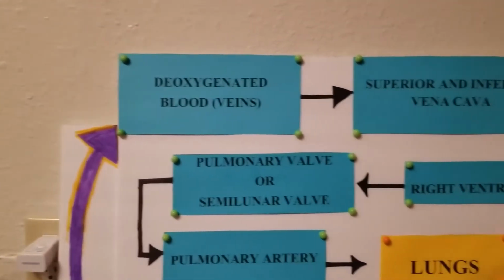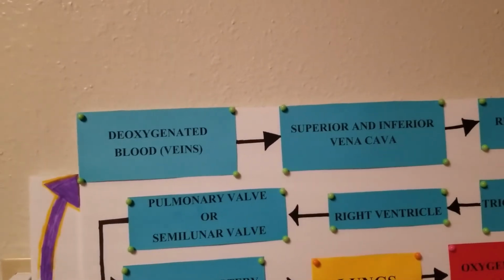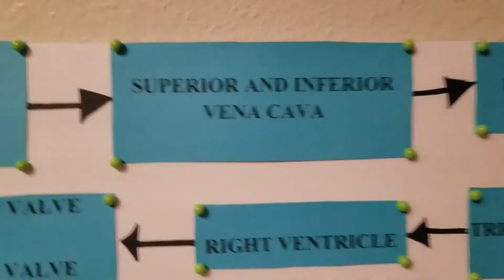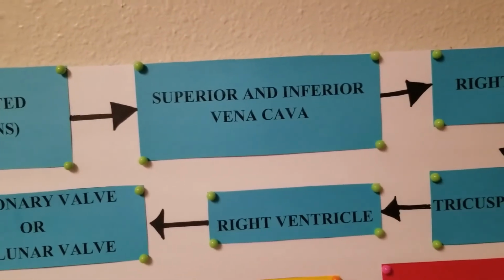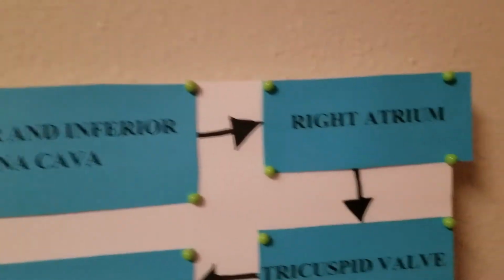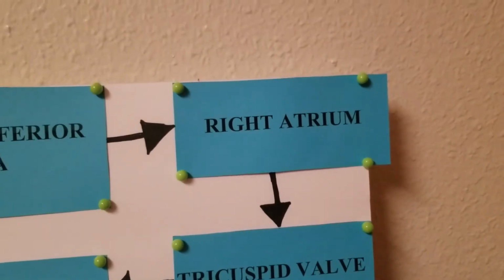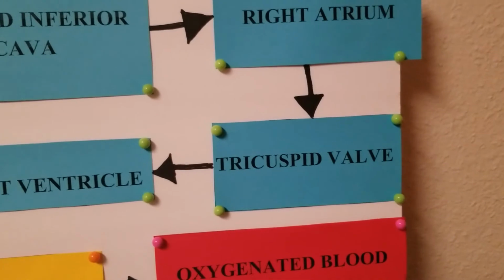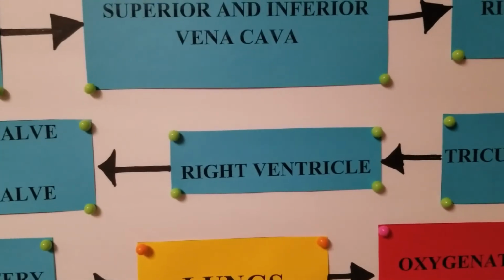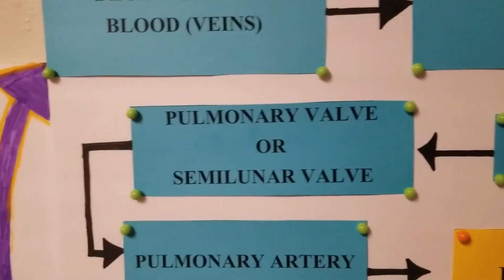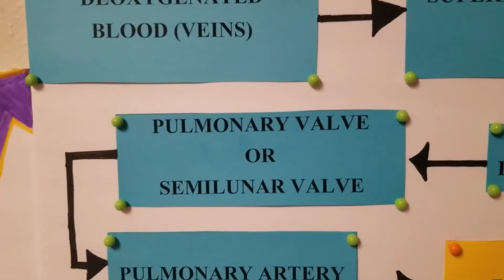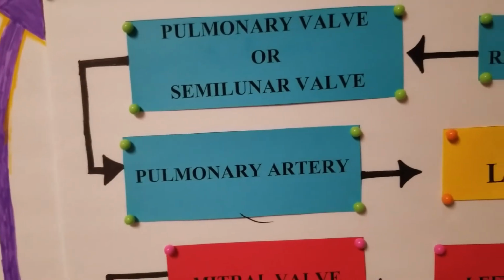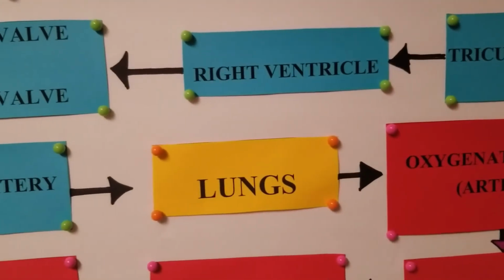So everything starts with blood from the body, which follows to the superior and inferior vena cava, to the right atrium, through the tricuspid valve, into the right ventricle, through the pulmonary valve, or semilunar valve as we also know it, to the pulmonary artery, right into the lungs.